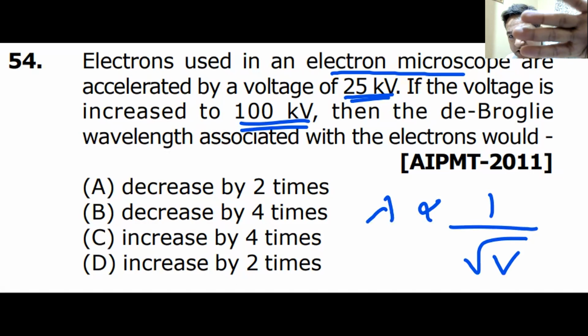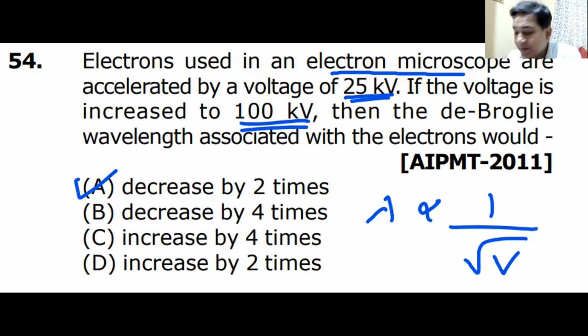So what will be the change in the wavelength? The voltage has become 4 times. So root of 4 is how much? 2. So the wavelength will decrease twice. Do we understand this? Can I have some raise hand that we understand this? You have to remember all these things in the examination hall, because sir cannot come and give you the exam. You understand this?